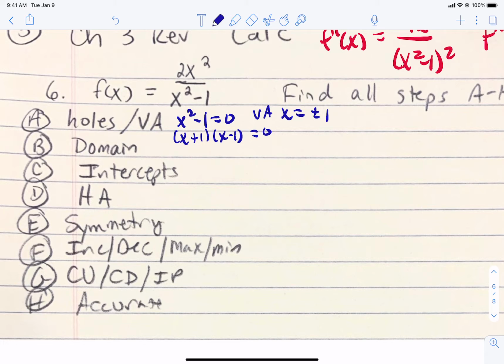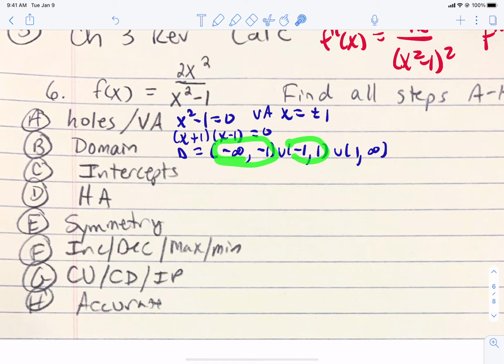Now, the domain is essentially linked to the holes and the vertical asymptotes. So remember, if there are holes or vertical asymptotes, you need to remove those from the domain. And so our domain here goes from negative infinity up to negative 1, jumps across that asymptote to positive 1, and can keep going after the asymptote on the other side. Now remember what this tells us. This tells us that our graph is in 3 unique pieces, so that's very helpful.